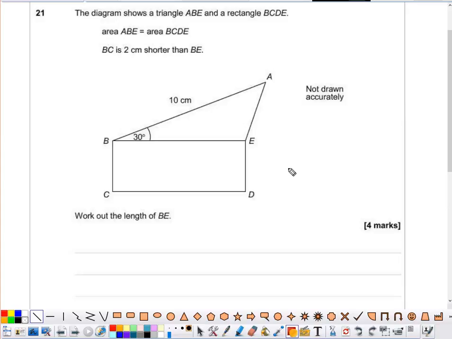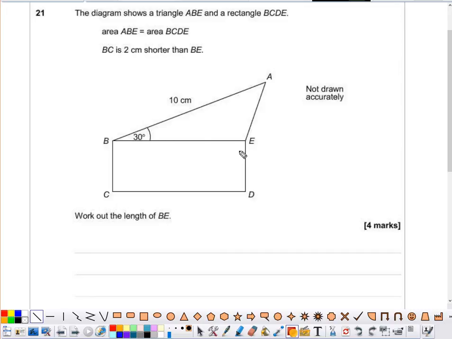Question 21. The diagram shows a triangle ABE and a rectangle BCDE. Area ABE and area BCDE are equal to each other. BC is 2 centimeters shorter than BE, and we're also given that the diagonal BA is 10 centimeters and that we have an angle here of 30 degrees. Work out the length of BE.